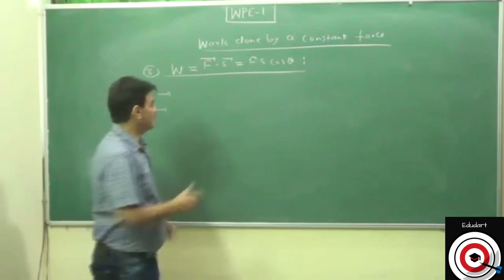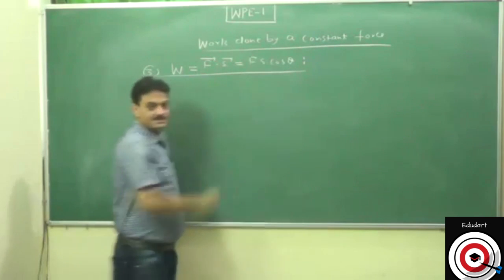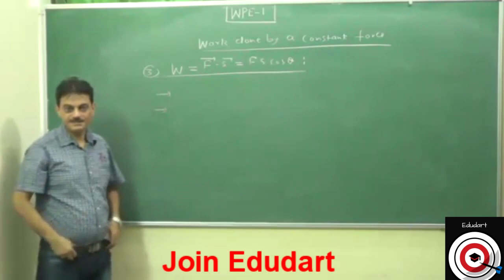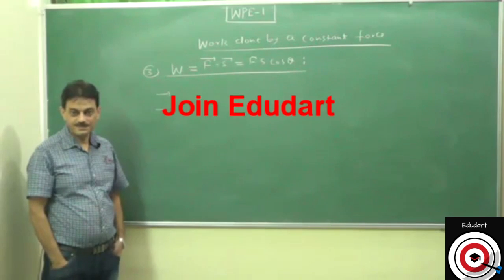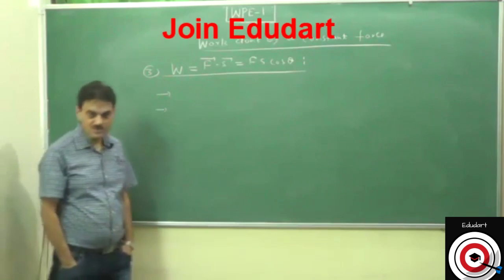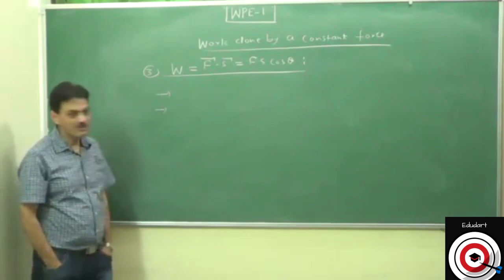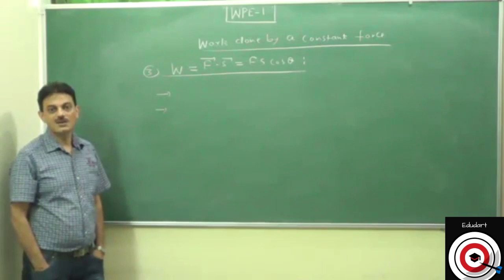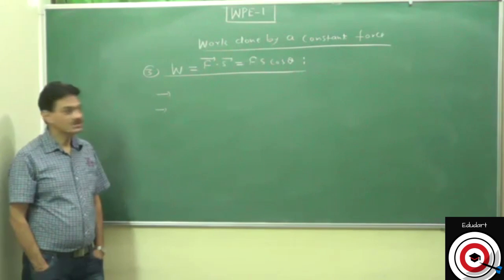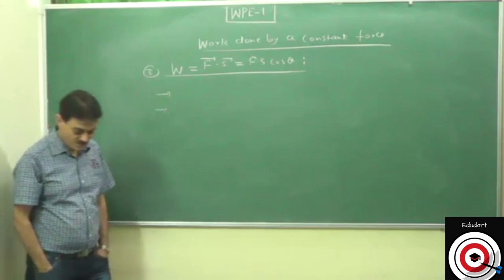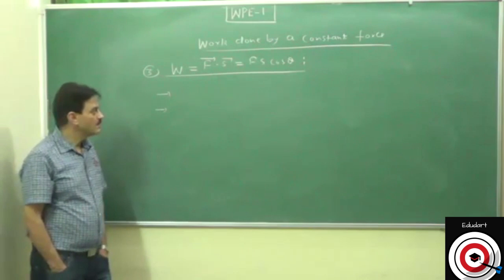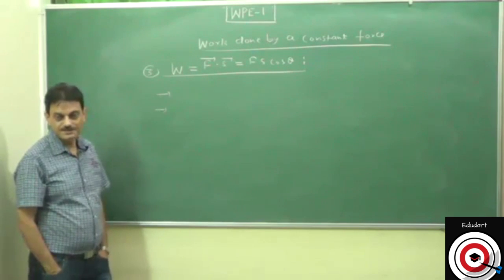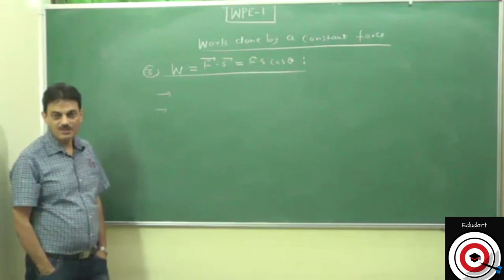Note down the next point. F and S are magnitudes of two vectors which are always positive. So the sign of work done will be decided by the sign of cos theta.